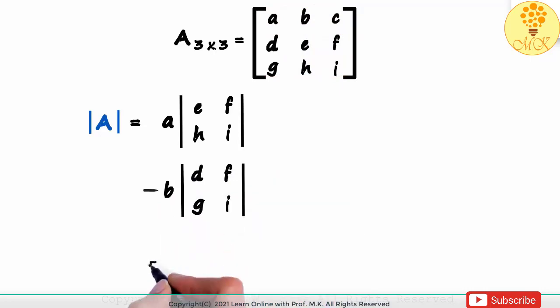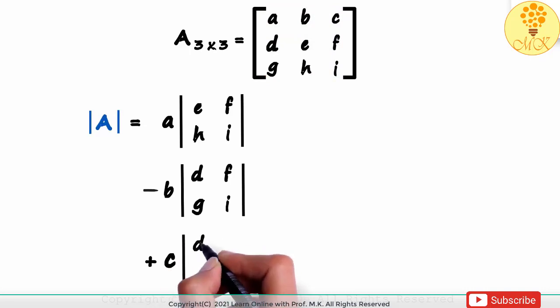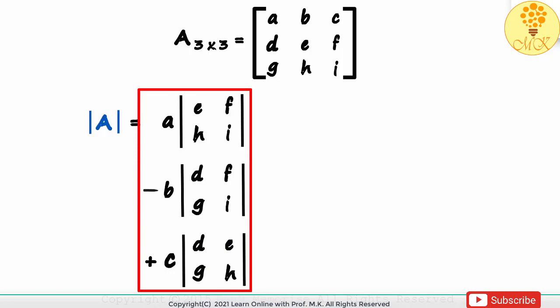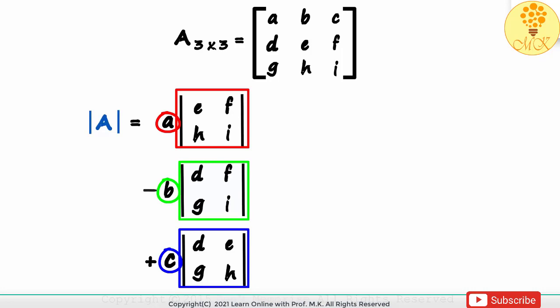And to this, we add the product of C with something. Now why don't you guess what we will have here? Yes, we exclude the first row and the third column, and these four elements would remain. We would multiply it with the determinant of DE, GH. This is the formula for the determinant of a 3x3 matrix: A multiplied by this determinant minus B multiplied by this determinant plus C multiplied by this determinant.